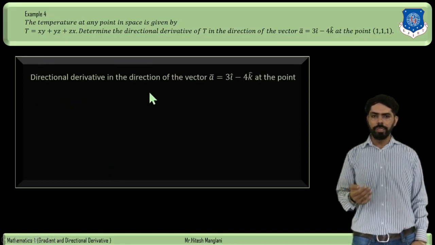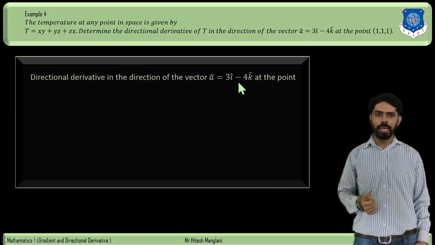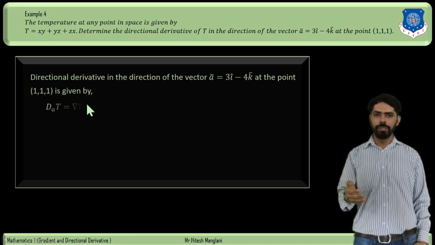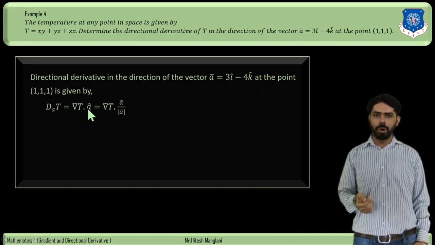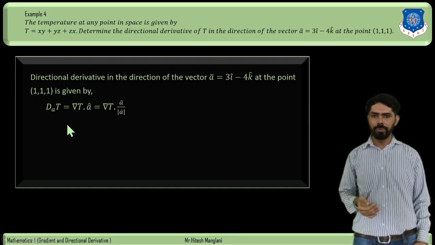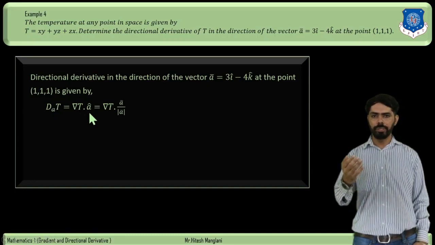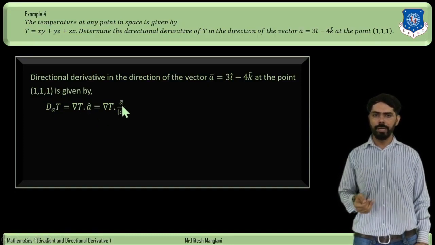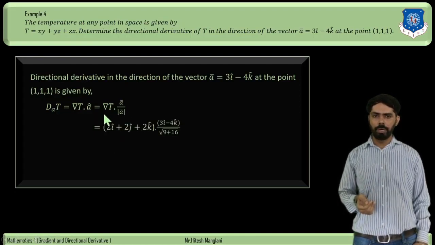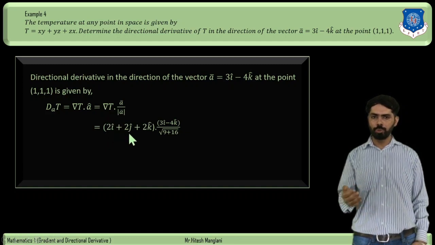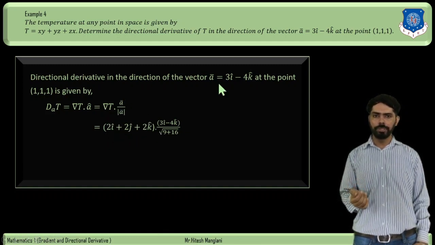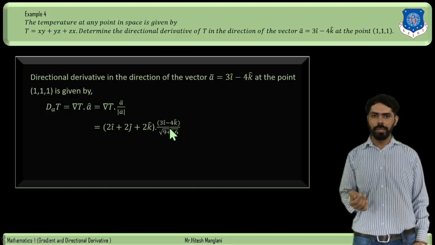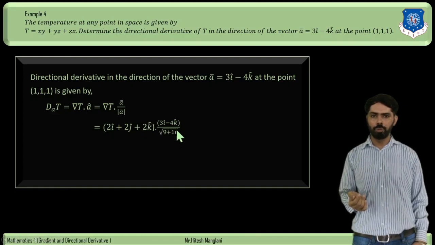So the directional derivative in the direction of vector a bar equal to 3i minus 4k at the point (1, 1, 1) is given by gradient T dot a cap, because directional derivative is the dot product of gradient and unit vector in the given direction. So a cap is defined as vector a bar divided by its magnitude. So this will be, we have already found gradient T, which is 2i plus 2j plus 2k dot, and a bar is 3i minus 4k divided by its magnitude. So magnitude of this vector will be root of 3 square plus minus 4 whole square, so it will be 9 plus 16.